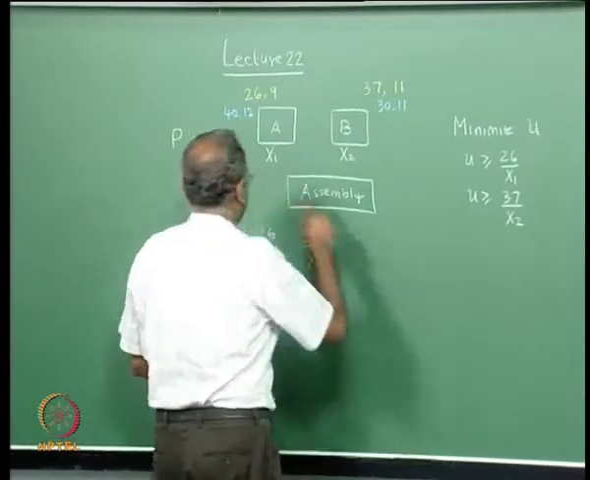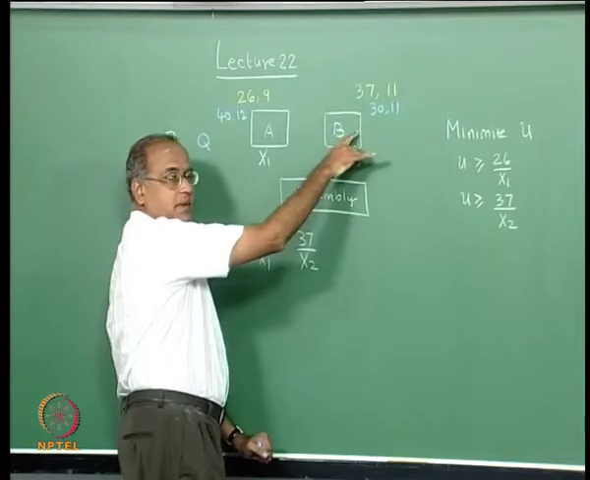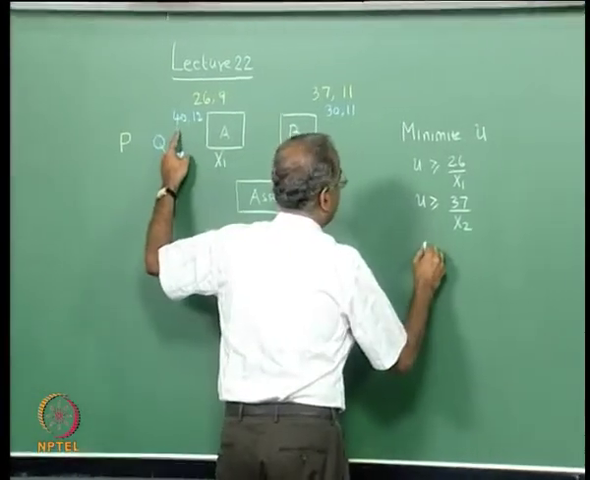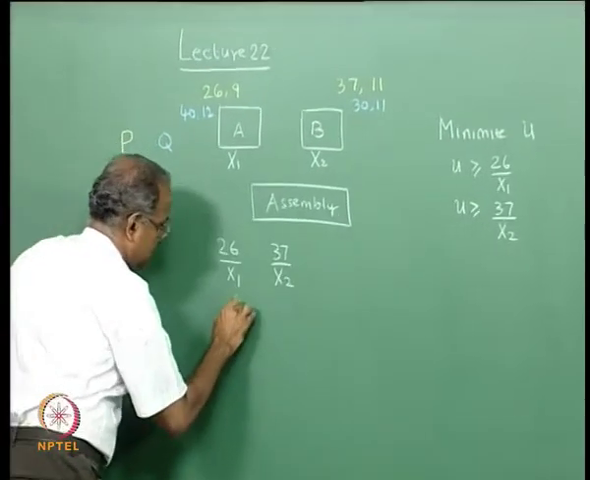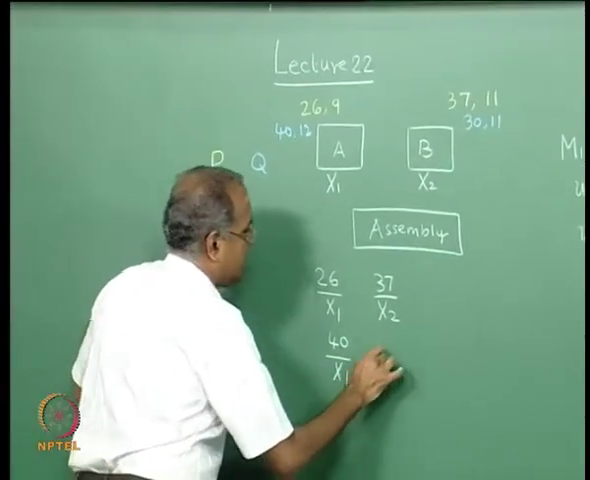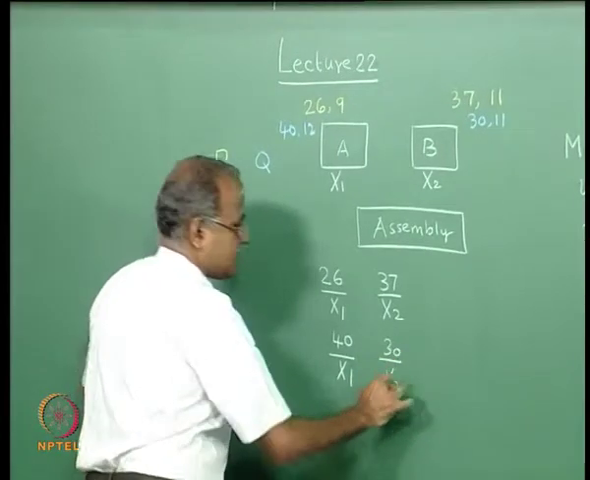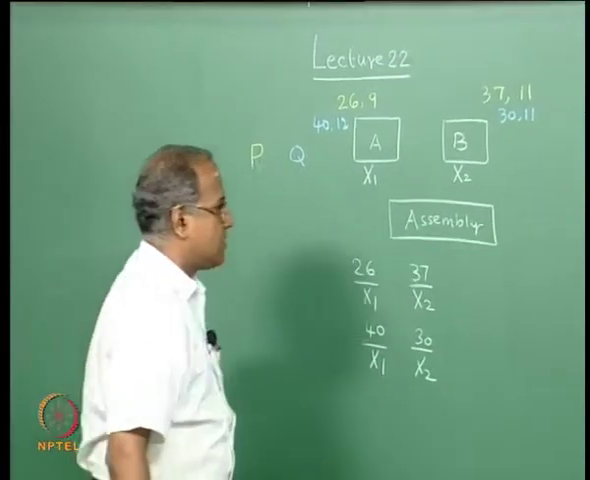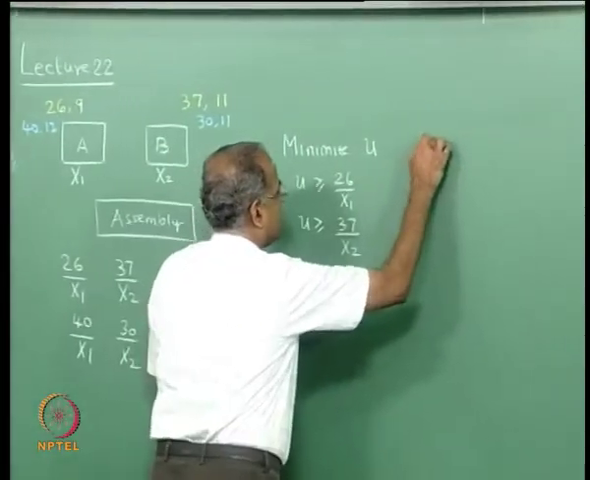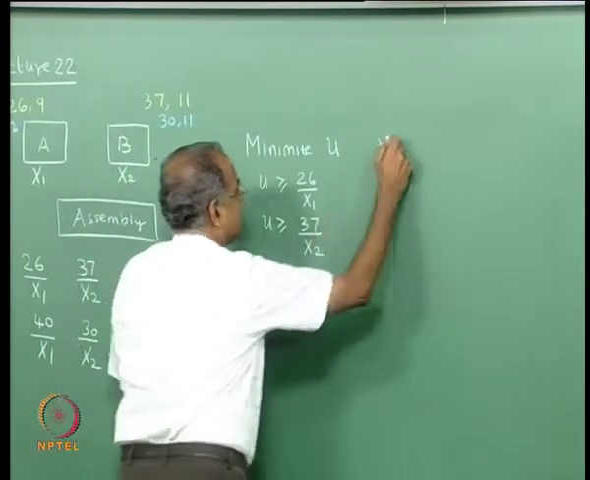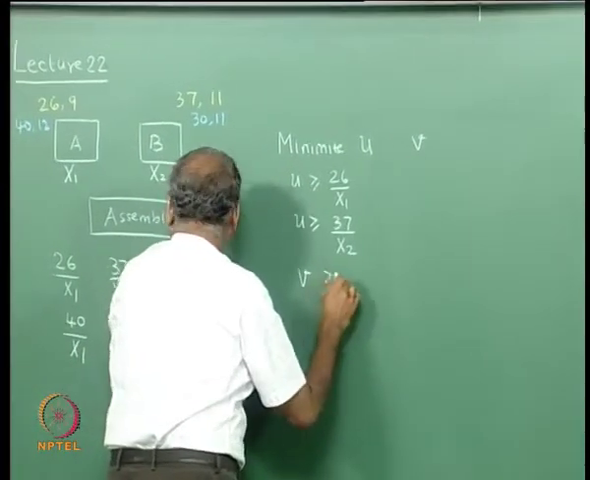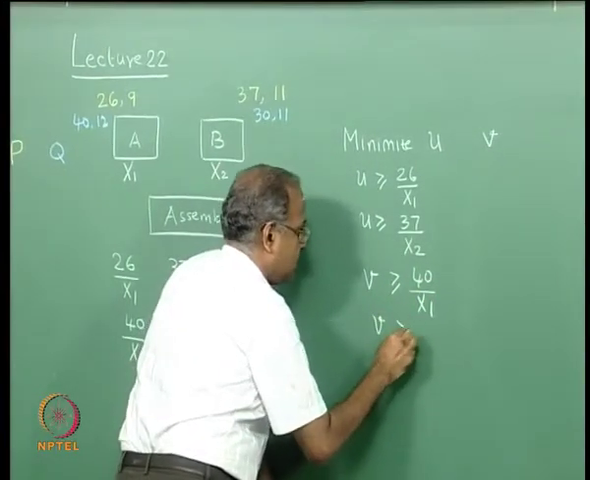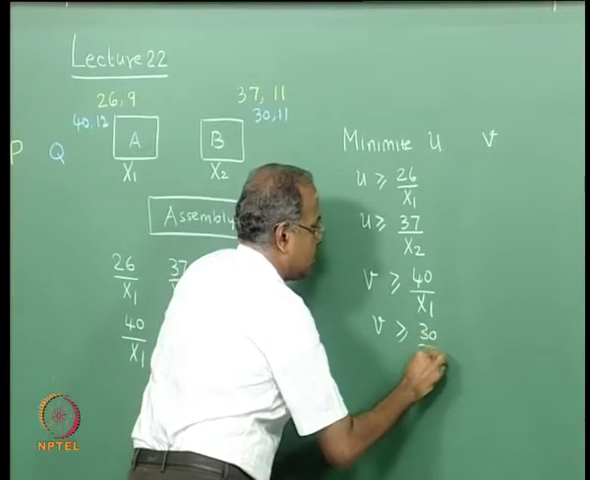Now, when we assign x1 and x2 operators to this A and B, as far as the second product is concerned, it will be 40 by x1 and 30 by x2. So, again we want to minimize the maximum of this. So, we call that V, and then we say V is greater than or equal to 40 by x1 and V is greater than or equal to 30 by x2.